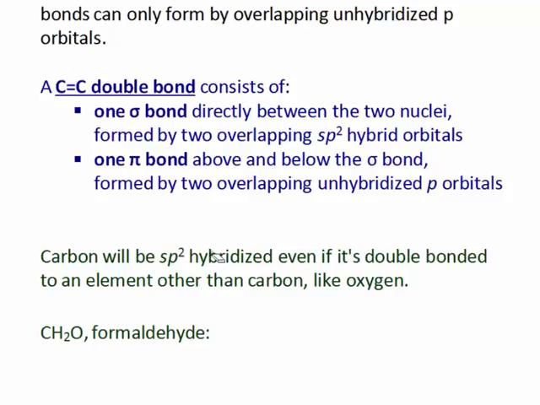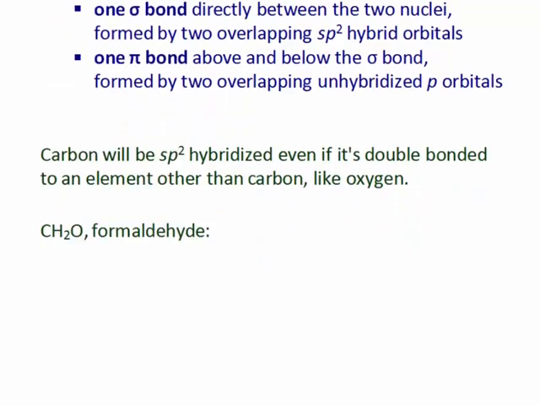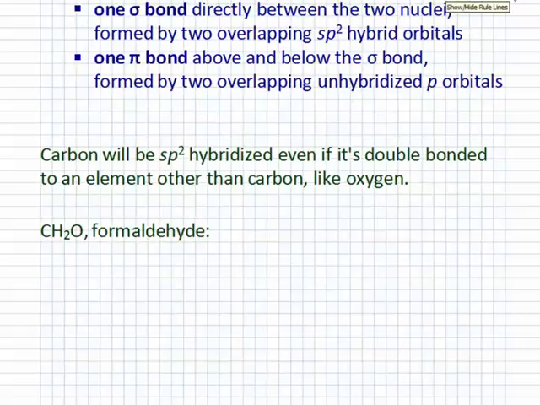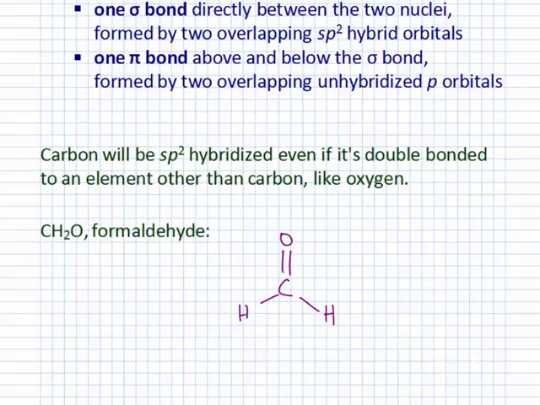Carbon will be sp2 hybridized even if it's double bonded to an element other than carbon, like oxygen. So let's consider formaldehyde for a second here, CH2O. If I put a carbon in the middle, carbon and hydrogen can only make single bonds with each other. We saw before in bonding patterns that oxygen makes 2 bonds, and in order for carbon to make 4 bonds total, it has to double bond to that oxygen. So oxygen will have 2 lone pairs for it to have its octet, its 8 electrons around it.